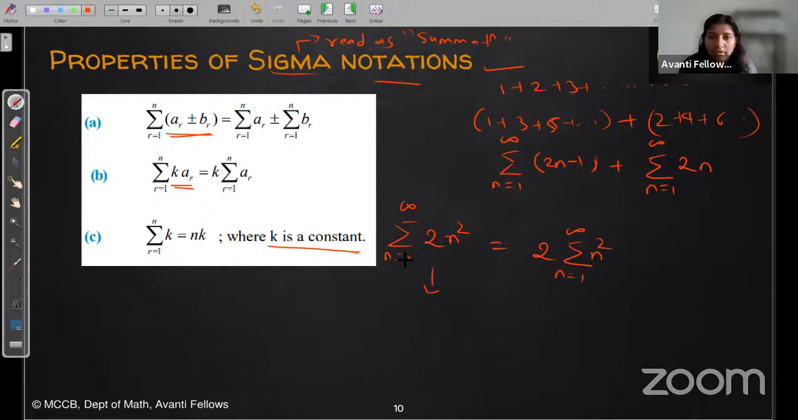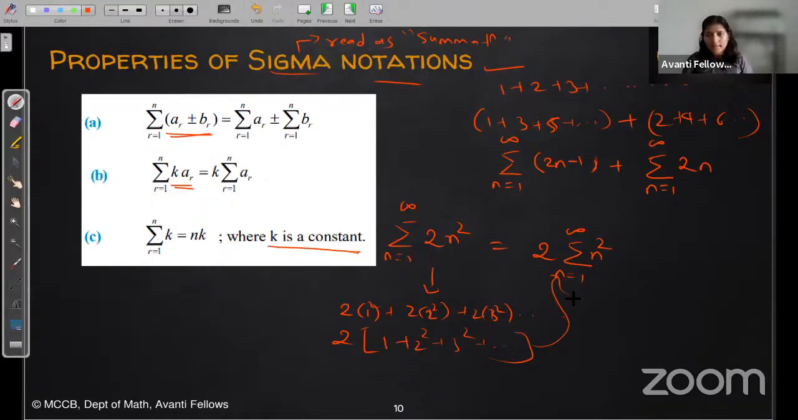It's obvious, right? If you expand it, what will you get? You will get 2 into 1 square plus 2 into 2 square plus 2 into 3 square, and so on. Here you can take 2 common, so it's going to be 1 plus 2 square plus 3 square, and so on. This is nothing but this summation, isn't it? Okay.